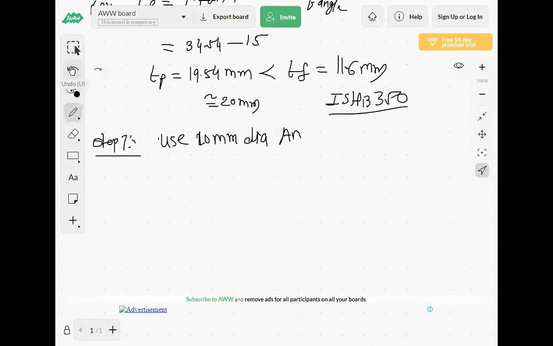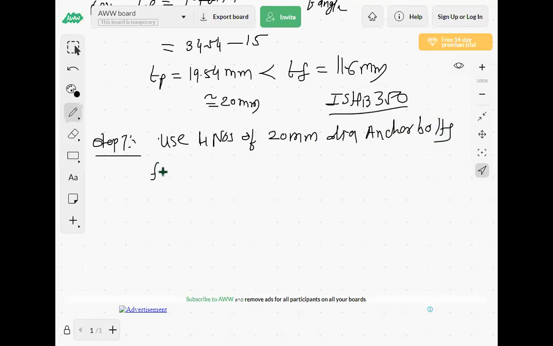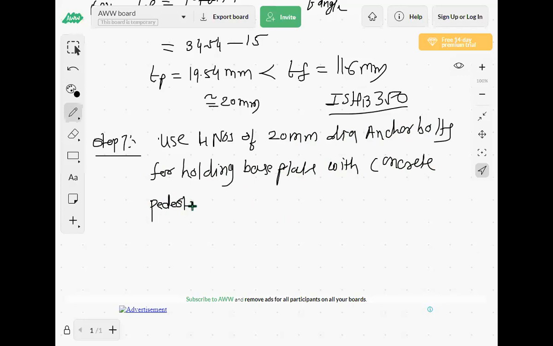So instead of that you can write: use four numbers of 20 mm diameter anchor bolts for holding base plate with concrete pedestal.